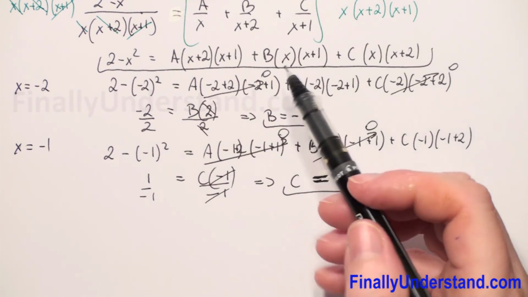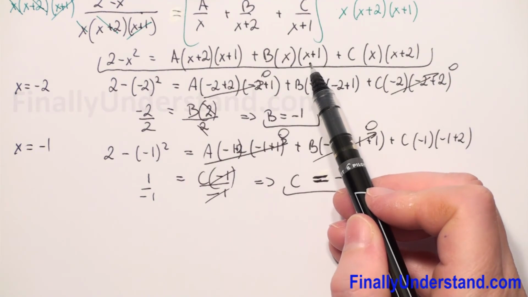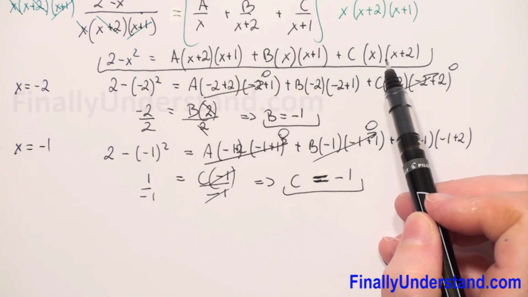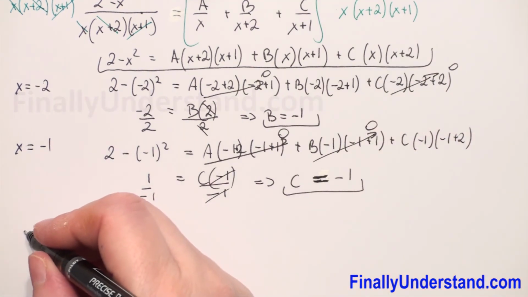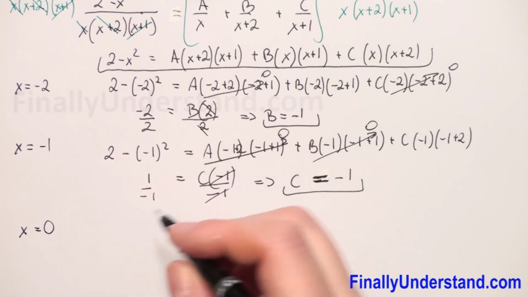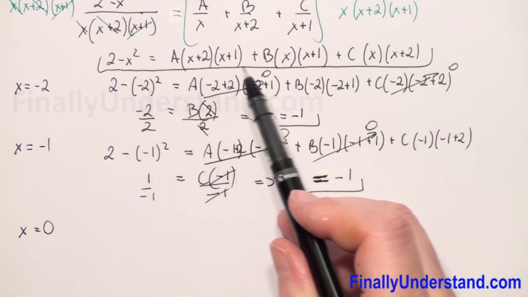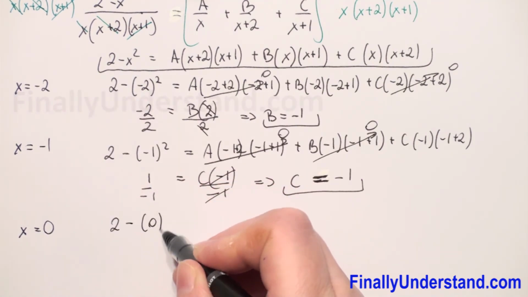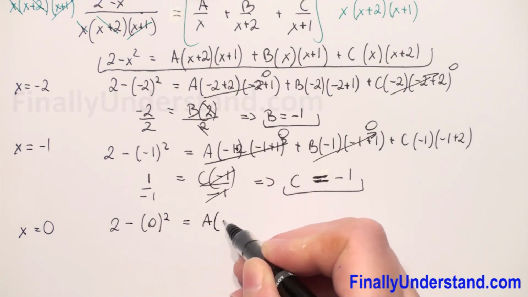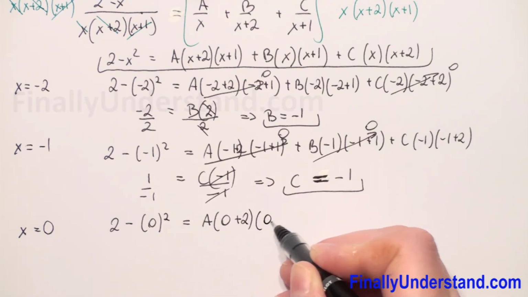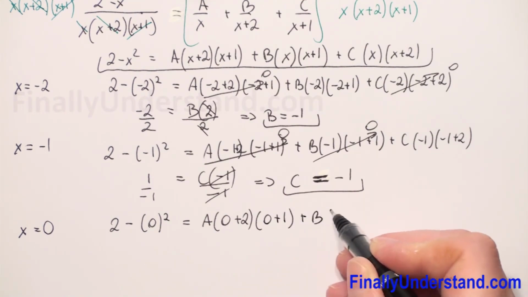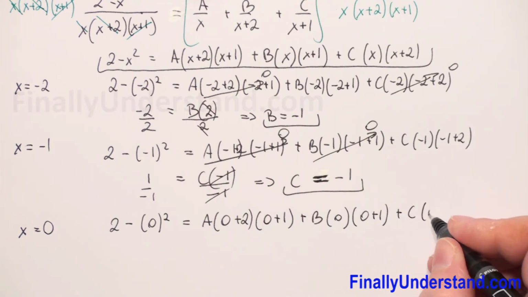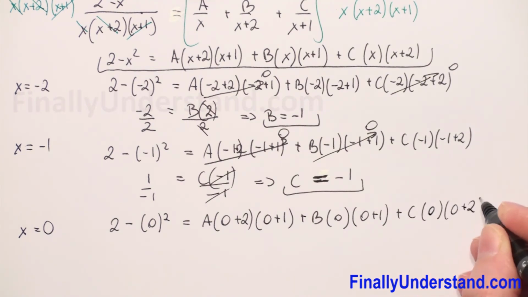And what we can do, we have here x times this whole expression. So what will be when x is 0? Here will be 0 and there will be 0. So let's now substitute x's by 0. So again we substitute every x in this equation by 0. So it will be 2 minus 0 to second power, this is equal to a, 0 plus 2, 0 plus 1, plus b times 0, 0 plus 1, plus c, 0 times 0 plus 2.